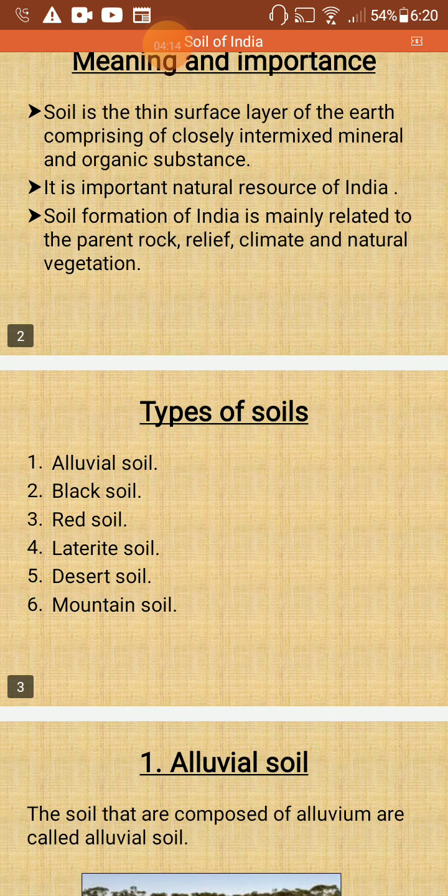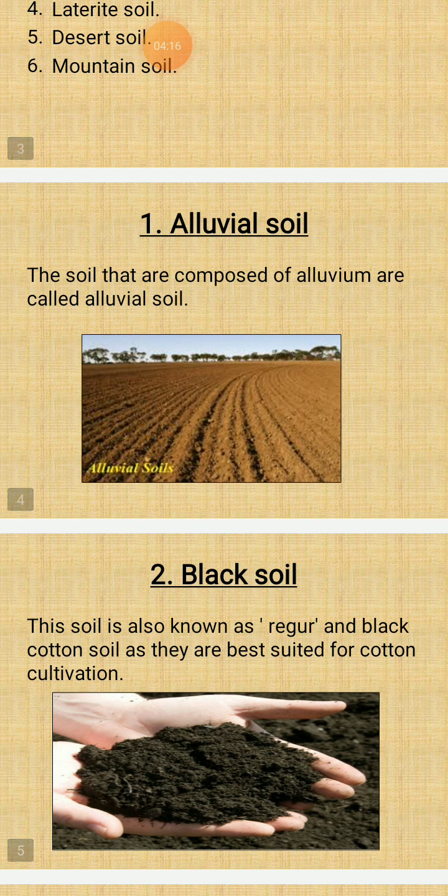Now, alluvial soil is the soil that is composed of alluvium. They are formed from the sediments deposited by the rivers as in the Indo-Gangetic plain and by the sea waves in coastal plains. Mostly this alluvial soil is found in coastal regions or banks of rivers because it is carried away by the rivers and spread on the banks. So this soil is very fertile.